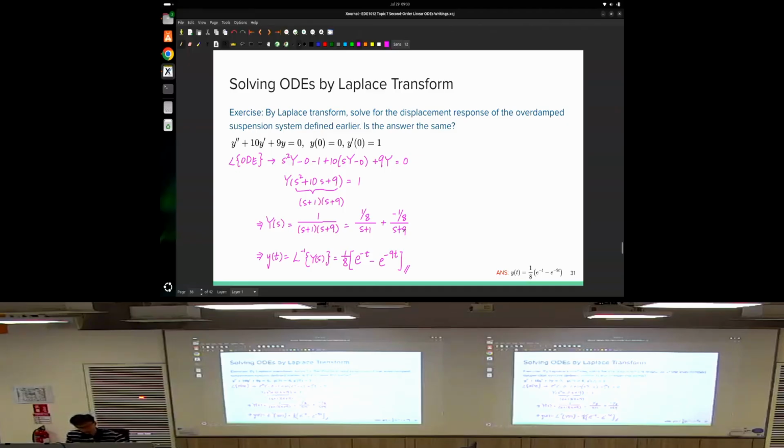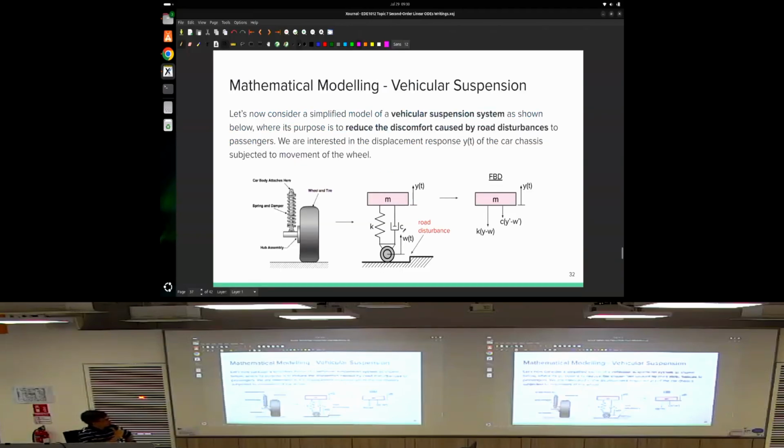Okay, there isn't a lot to worry about. So now we are going to go back to our original objective, because right in the beginning of this topic, we are trying to analyze the vehicular suspension system.